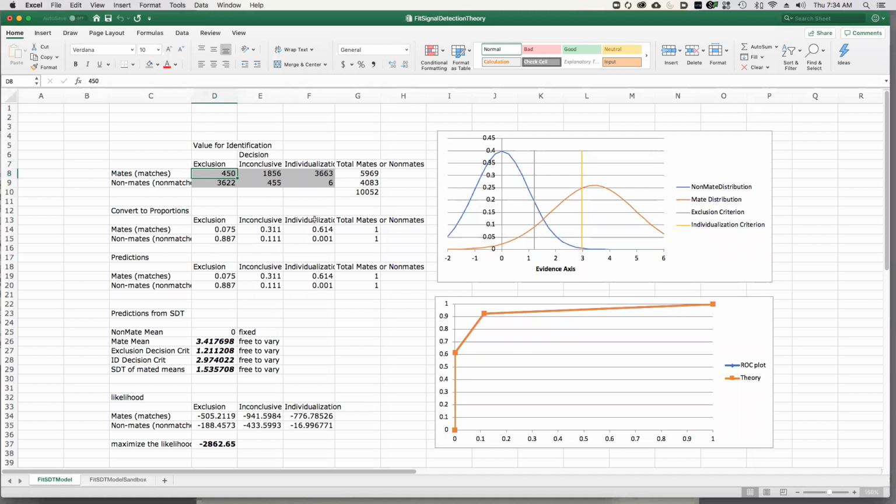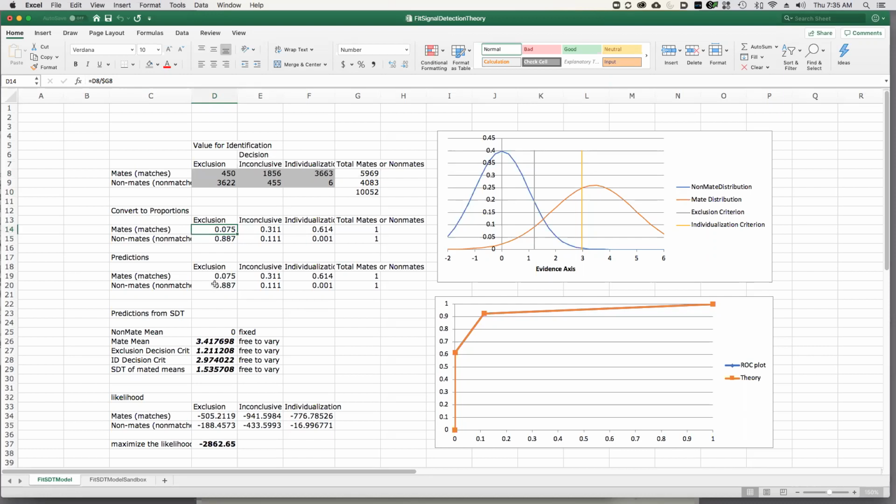And what I've done here, I've summed up the number of mated pairs that all of the examiners saw and the number of non-mated pairs that they saw. And then in this table right here, I've computed the proportions. So this is the 0.1% of erroneous identifications. This is the 7.5% of erroneous exclusions. And this is simply done by taking each one of these and dividing by the row total there.